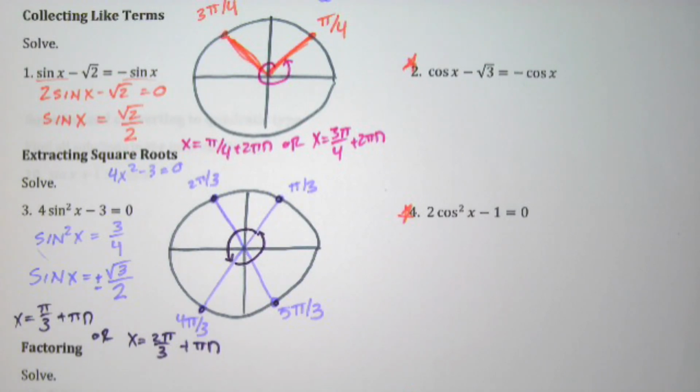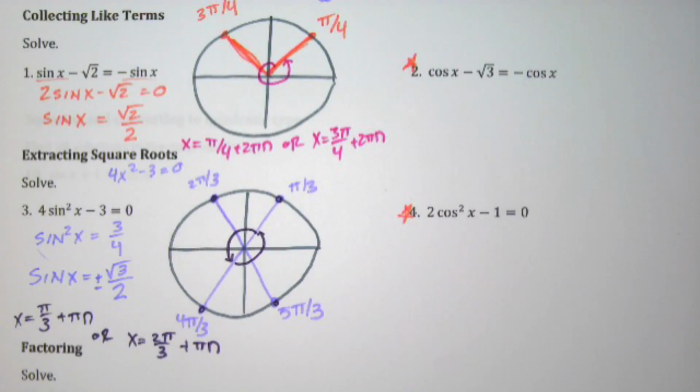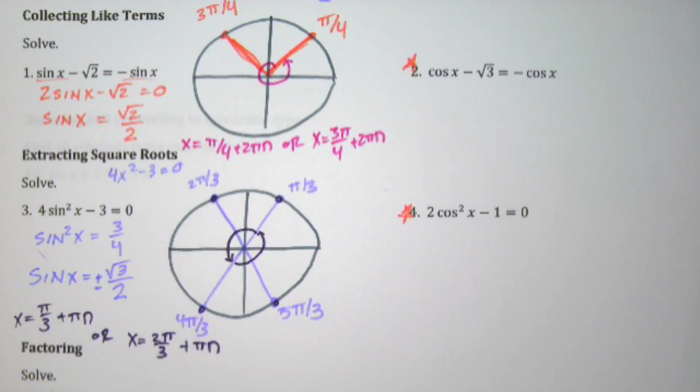Now again, when you do number 4 in a minute, you're going to have something similar. Solve for that cosine squared, and then take the square root of both sides, and then you'll build your answers from there.